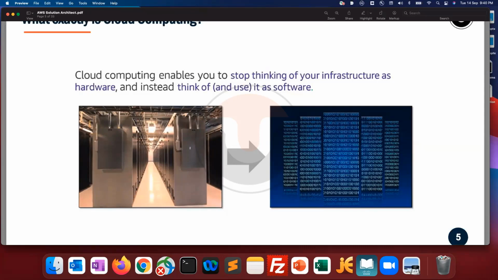So cloud computing is all about, you need not think about infrastructure hardware. All you need to think about is your need. I have an application, I need to deploy it, and you have an infrastructure available in the cloud to deploy your application. It is as simple as that.